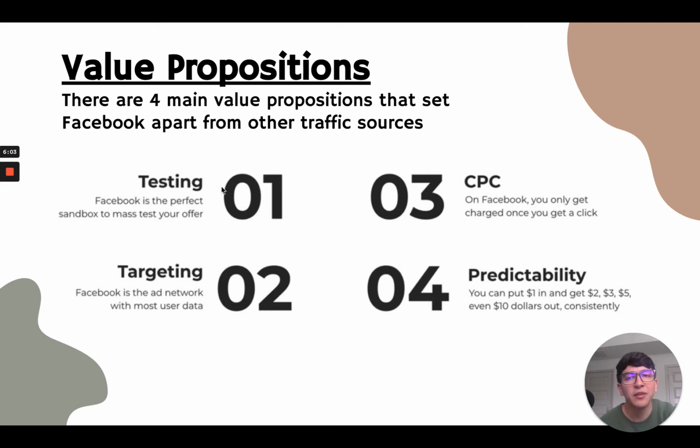And number 4 is how predictable it is. So this goes back to testing. So once you do the testing prior to your ads, and you find out what is working, and you get the winners from the testing phase, it becomes a whole lot easier to predict your return on investment once you start scaling the ad spend. So you can tell if I invest $1, for example, into my ad spend budget, I will get $2 back, $3, $5, or $10 out. You're able to tell what your return on investment will be because you did the testing prior to it.